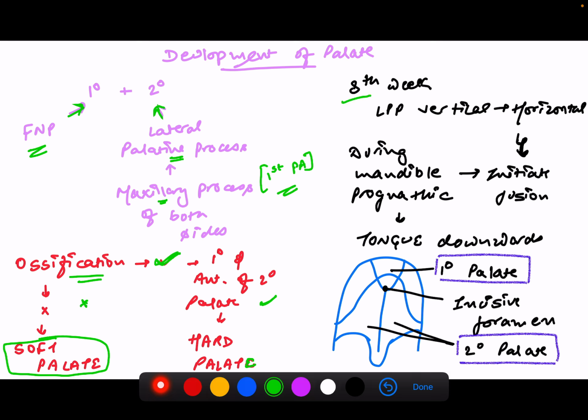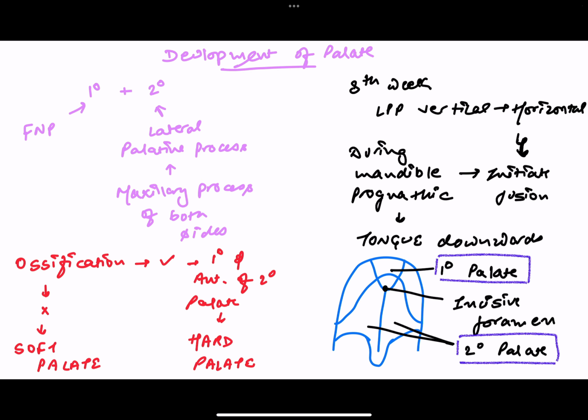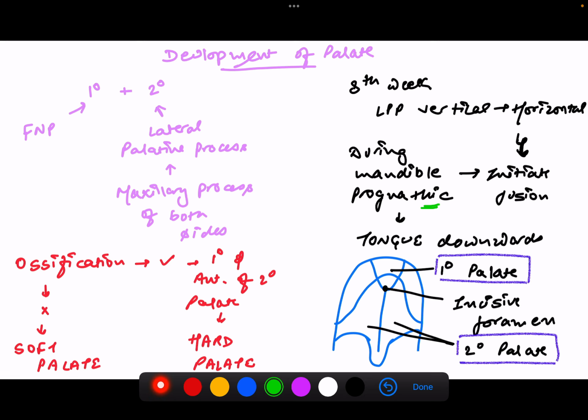At approximately the 8th week of gestation, the lateral palatine process turns from vertical to horizontal and initiates fusion. This happens because the mandible becomes prognathic. And due to prognathism of the mandible, the tongue moves downward and gives space for the vertical to horizontal transfer of the palate. This diagram shows the secondary palate, this is the primary palate, and this shows the incisive foramen.